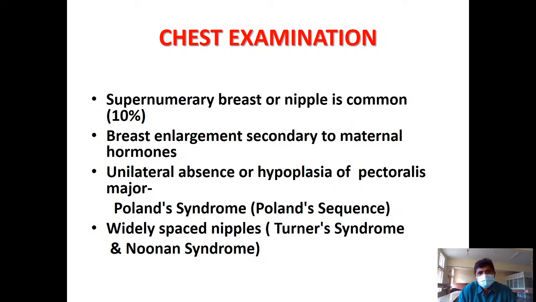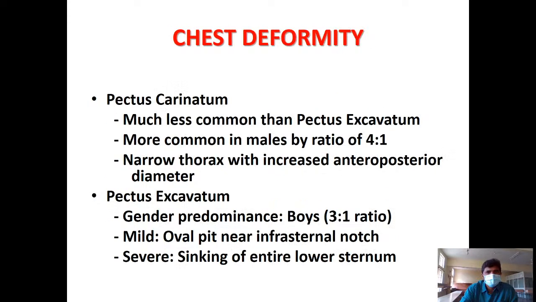Then another abnormality you can come across in the chest is unilateral absence or hypoplasia of the pectoralis major muscle. That is Poland syndrome or Poland sequence. Sometimes babies end up having widely spaced nipples, especially seen in Turner syndrome and Noonan syndrome. And two more deformities in the chest: pectus carinatum and pectus excavatum. Pectus excavatum is quite common rather than pectus carinatum. Pectus carinatum is predominantly seen in males rather than females.